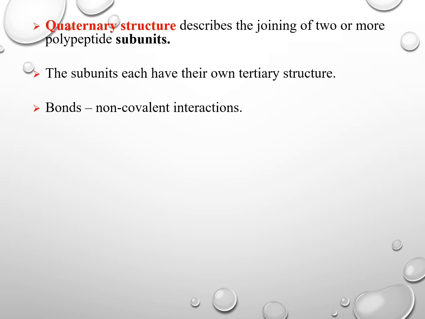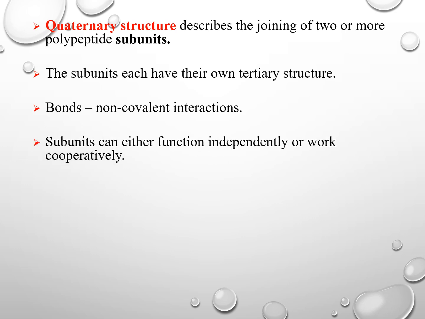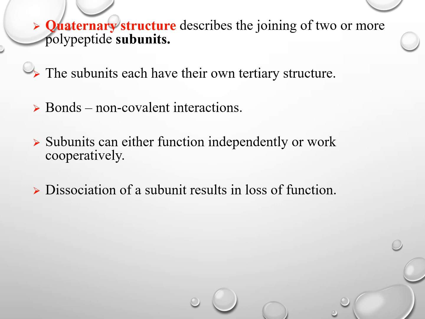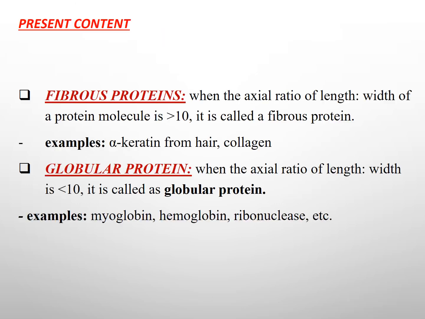Bonds present inside the quaternary structure are non-covalent interactions. We have previously read that non-covalent interactions include ionic interactions, and these are present inside the quaternary structure. Subunits can either function independently or work cooperatively. So the different subunits present in one molecule of a quaternary protein individually perform different functions, or they perform the functions combinedly. Dissociation of subunits results in the loss of function. As you all know, if we dissociate the molecule of a protein, it must lose its function.